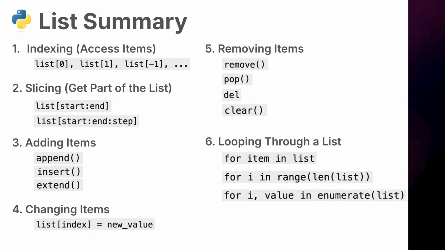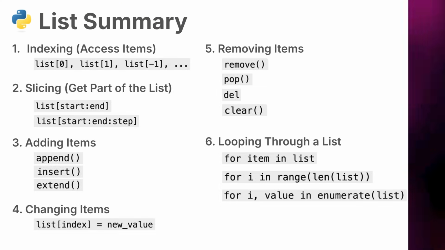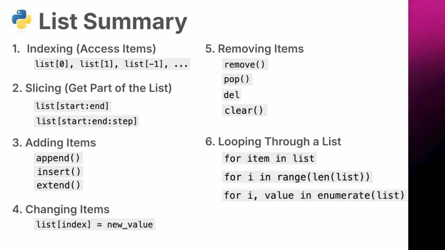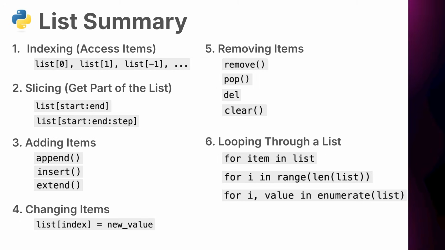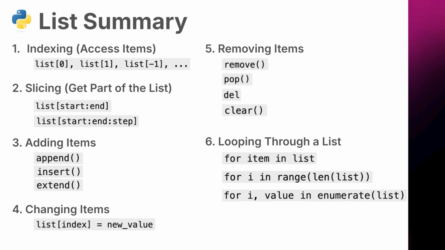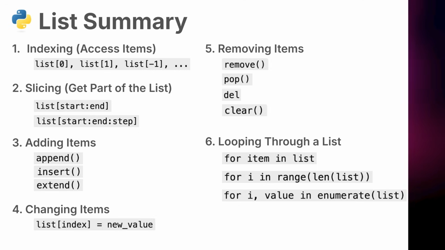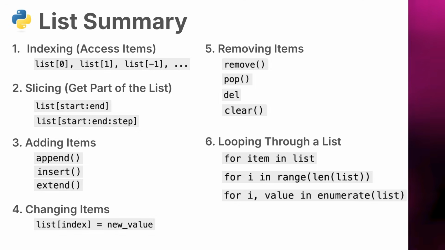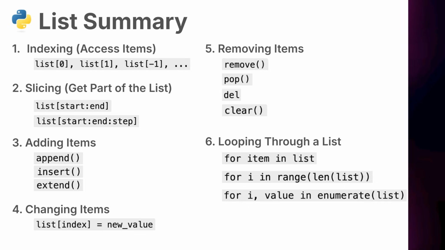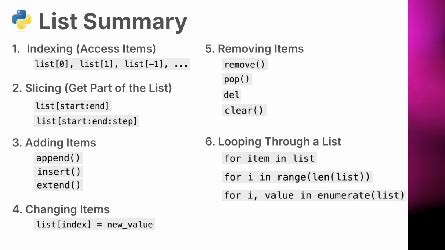This is the summary of the list. We covered these things. Indexing lets you access specific items using their position. Slicing allows you to grab a part of the list by specifying a start and end index. Adding items includes methods like append, insert, and extend to add single or multiple items. Changing items means you can update any item by its index. Removing items provides several ways to delete items using remove, pop, del, or clear. Looping through a list helps you go through each item using a for loop, range, or enumerate if you need both index and value.